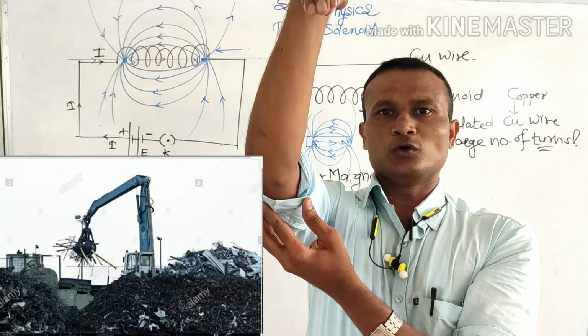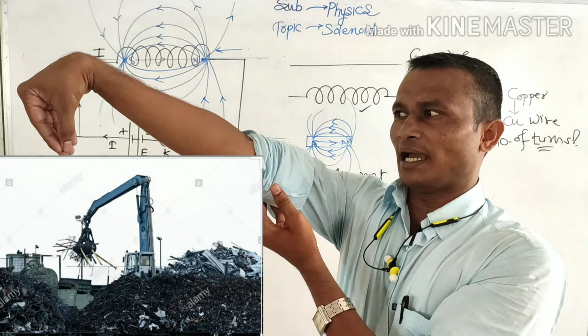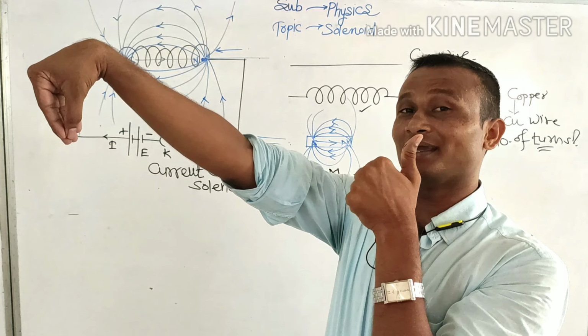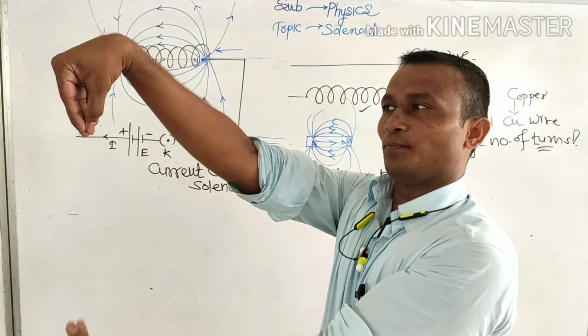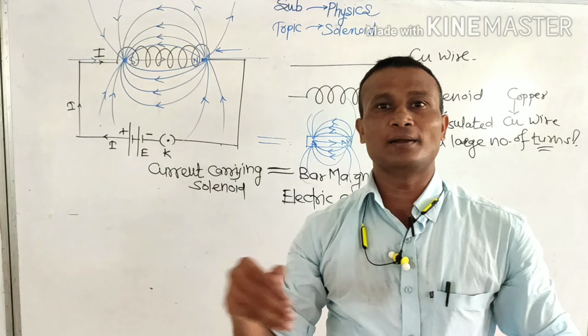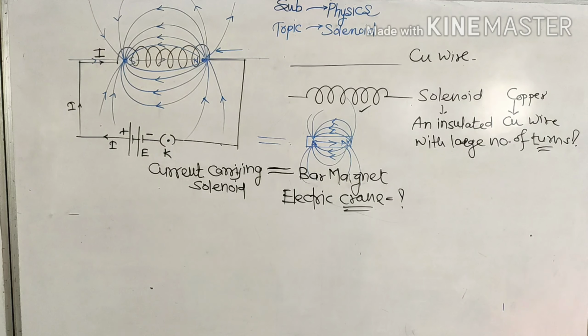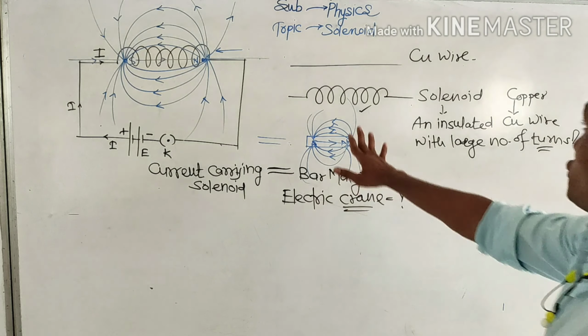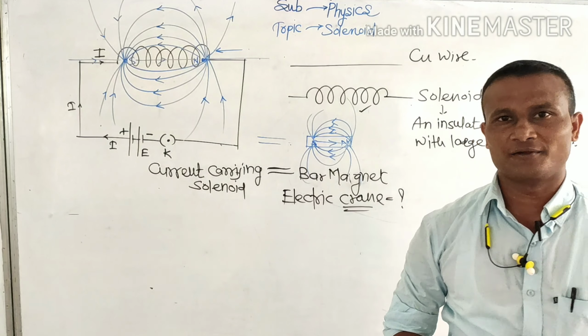We'll keep it down. Since it is now behaving like a magnet, it is going to attract all the magnetic material, all iron scrap, iron material. Now we'll lift the nose, take it to the other trolley and stop the current. As soon as we stop the current, that scrap material will fall down in the trolley and we have separated magnetic material from non-magnetic material. This is how the solenoid is useful in our daily life.